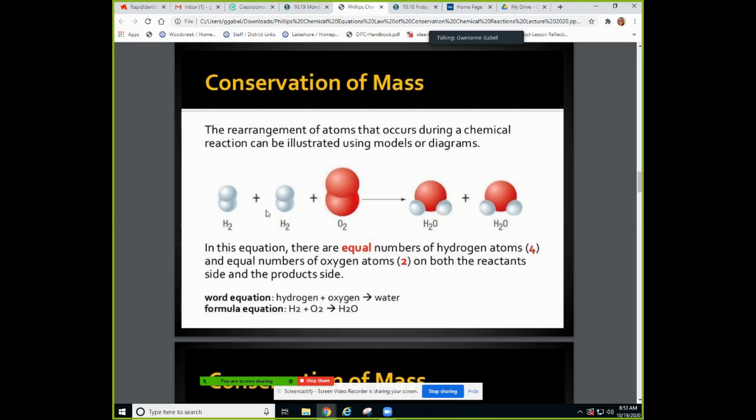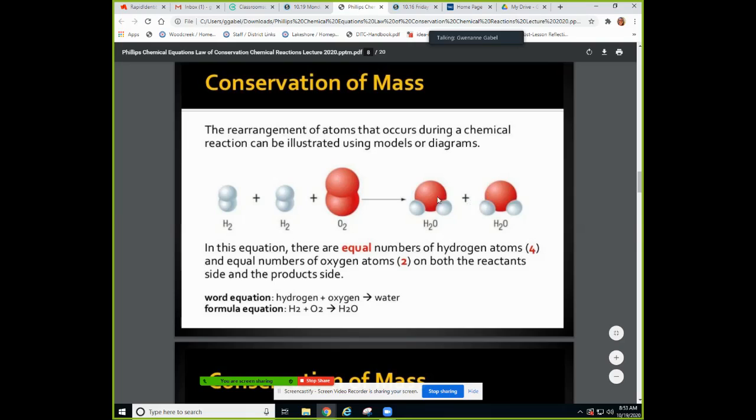Here is another example. We have 2 atoms of hydrogen plus 2 atoms of hydrogen plus 2 atoms of oxygen, and they're rearranged to make H2O. We still have 2 big old red dots, and we have 4 little white dots. In this equation, there are equal numbers of hydrogen atoms and equal number of oxygen atoms on both sides of this equation. This equation is incorrect.